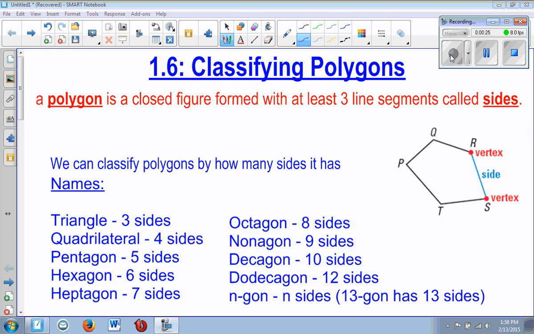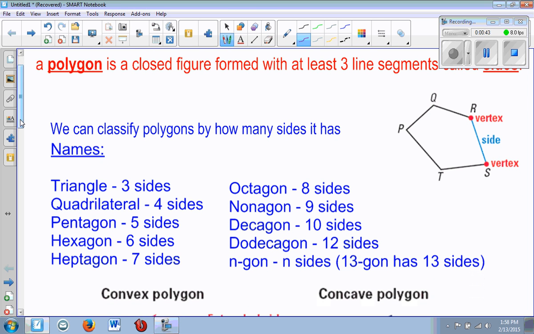All of those names are listed. 3 sides is a triangle, 4 is a quadrilateral, 5 is a pentagon, 6 is a hexagon, 7 is a heptagon, 8 is an octagon, 9 is a nonagon, 10 is a decagon, 12 is a dodecagon. Notice that there's no name for an 11-sided figure, so 11 sides is missing.